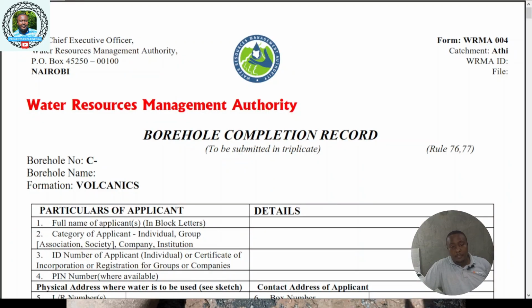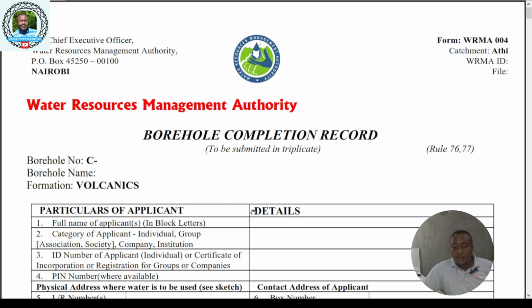Now from this page, you can see this is how a bore completion record looks like. And as I told you, it's form 004. And in this document, there are usually other attachments that do follow. You actually have the actual bore completion record, test pumping analysis, your bore sketch, and your water quality analysis. And you're going to go through them in this. So this is a full and complete bore completion record.